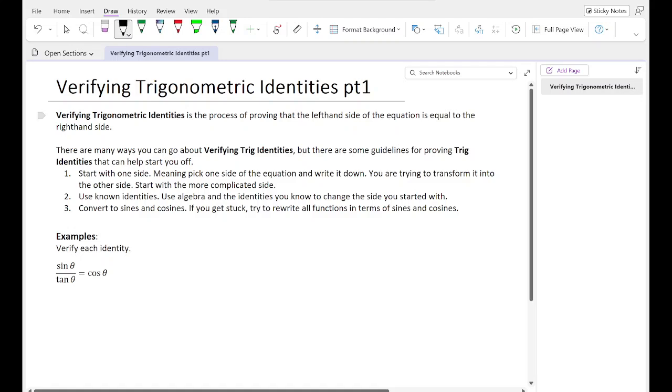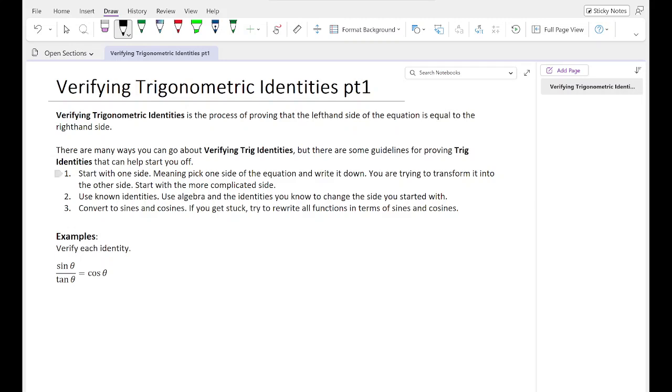Verifying trigonometric identities is the process of proving that the left-hand side of the equation is equal to the right-hand side. There are many ways you can go about verifying trig identities, but there are some guidelines for proving trig identities that can help start you off, especially when you don't know where you're going at the beginning.